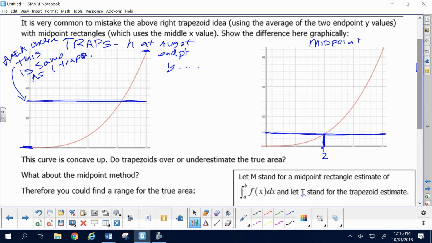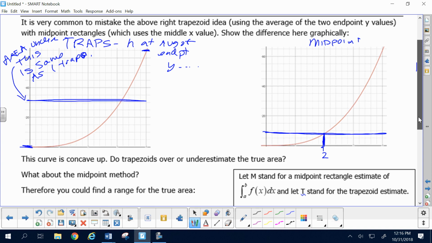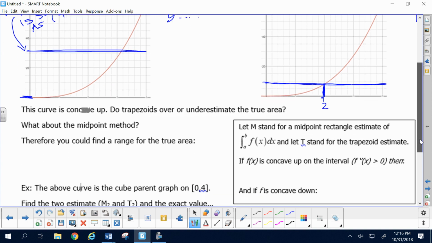Now, in terms of error, which feels like it has more error versus less error? I feel like the right one has more error. Midpoint has more error, because I told you yesterday trapezoids are better than midpoint. I lied to you. So, we'll talk about that in a second. Okay, it's fine. This curve is concave up.